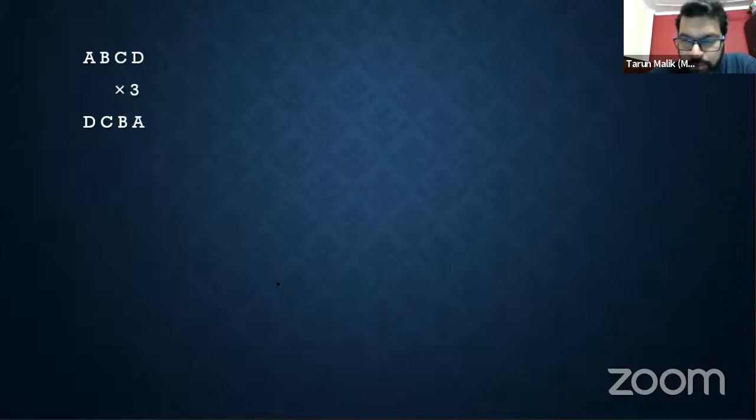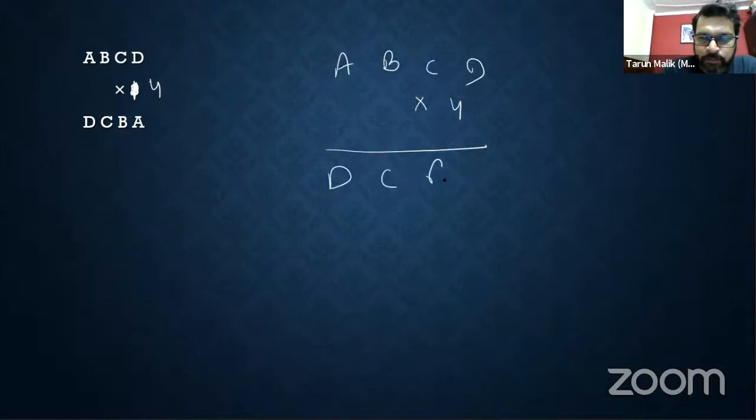ABCD into 3 gives you DCBA. Now, in the previous question, you had a hint, right? But here, all the numbers are not known. So there's a 4-digit number, ABCD, and you multiply it by 3. Not 3, it must be 4. I think it's a mistake. It is 4. So ABCD into 4 is DCBA. So you multiply a number by 4, and it gets reversed.